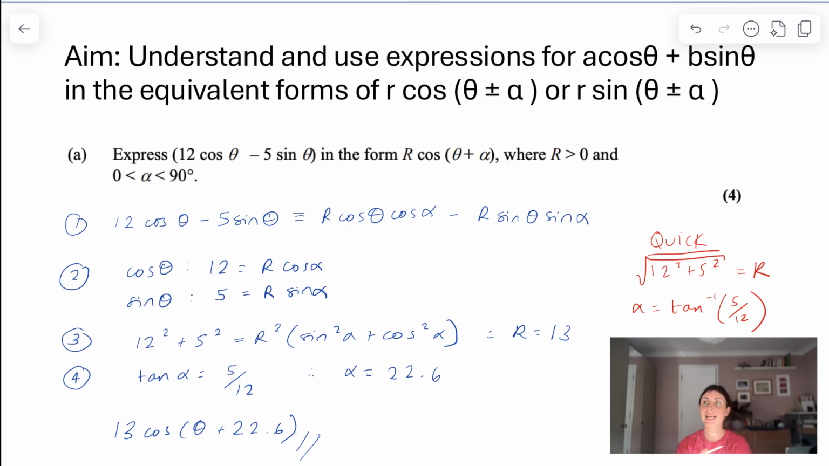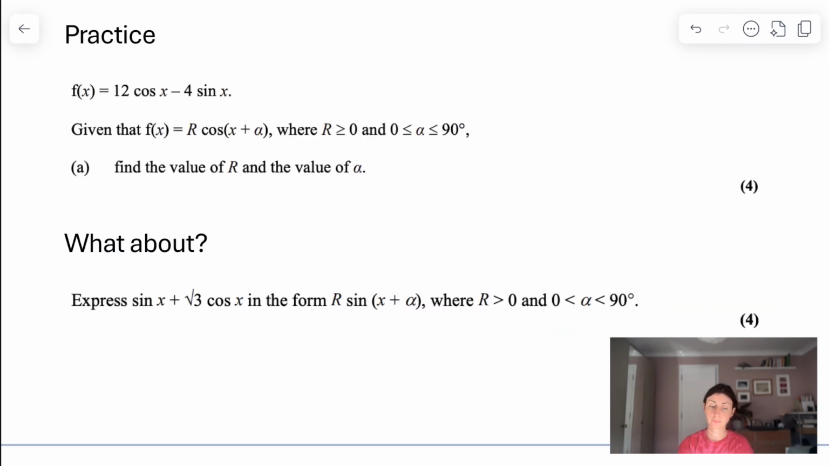I find that my A star students like that because they'll take anything to speed things up, to give them more time on the really tricky questions. Great.